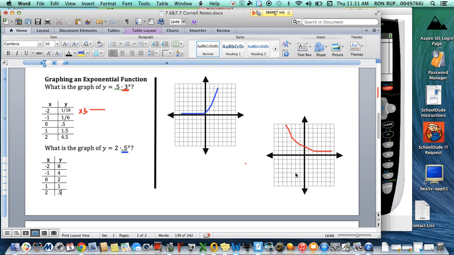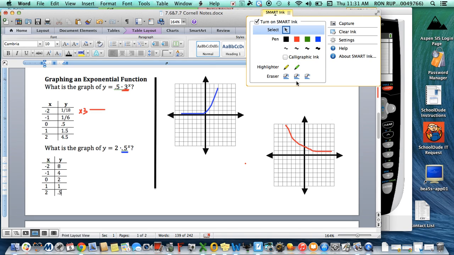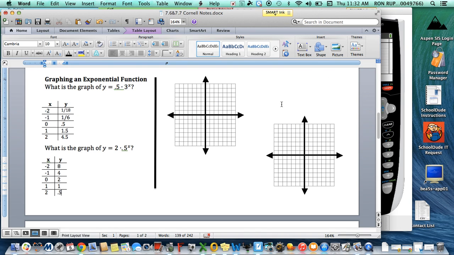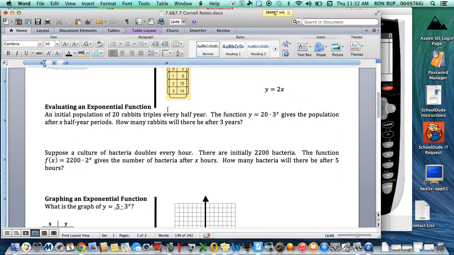You are going to be expected to graph exponential functions by filling out a table on the test. Again, that's something I think you should be able to do. No big deal. So if you don't quite understand that, rewind it, rewatch how I did it, how I worked the calculator. But for now, I'm going to clear the ink and we're going to move on to the next step, which is how to evaluate an exponential equation or an exponential function.